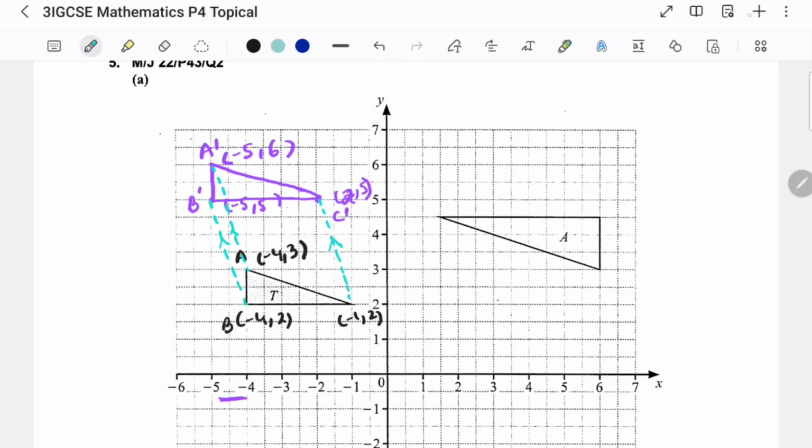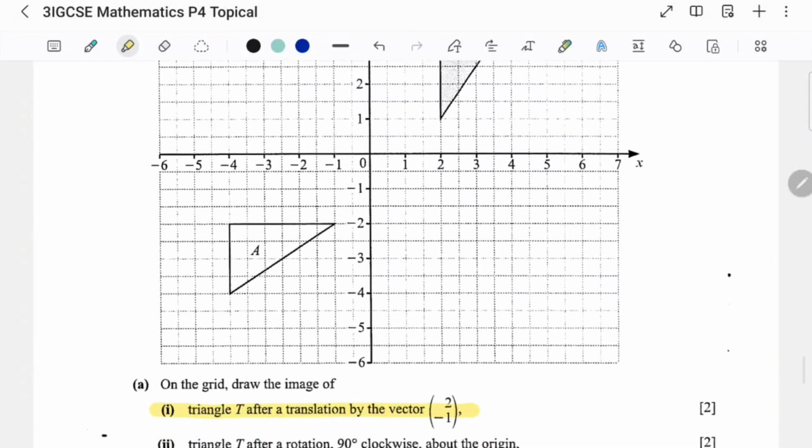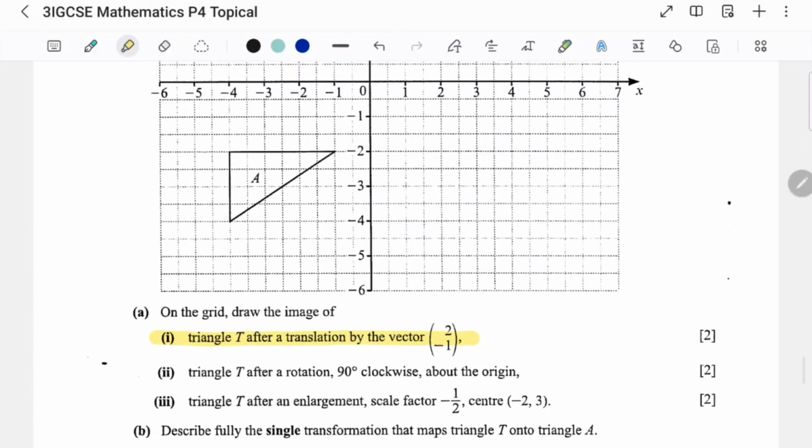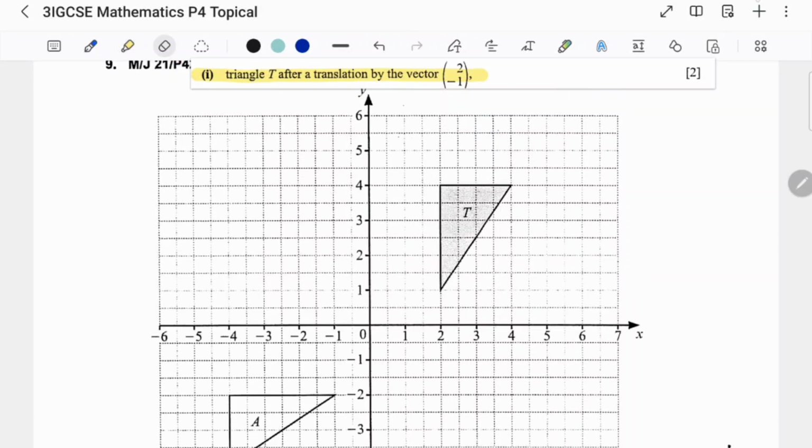Okay, now move to another one. One more question of draw, then we'll describe. Now this is May June 2021, paper 4 2, question 7. In this question, part 1, we'll have to draw the image of triangle T after the translation by the vector 2, minus 1. All right, so just draw it. A describe question will also be 2 marks, and a draw the image question will also be 2 marks, because in describe you just have to give the translation and the translation vector.